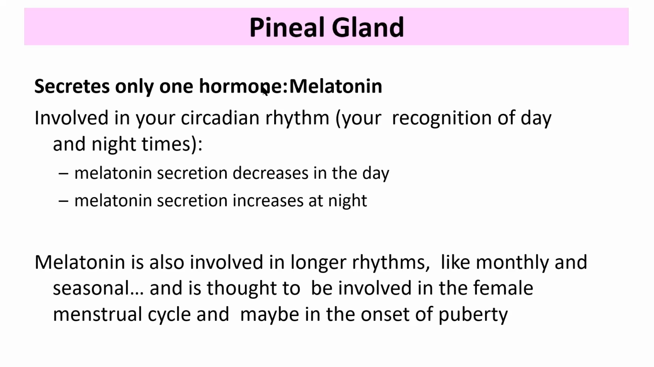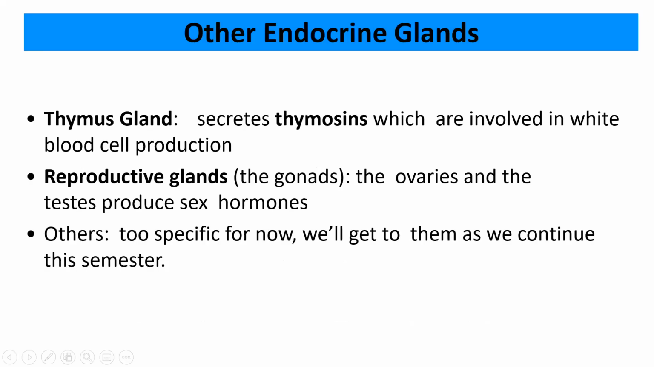Okay, next we'll go to other endocrine glands such as the thymus, which secretes thymosin for WBC production, and there are reproductive glands, which also result in production of sex hormones. And it's a subject by itself. As you can see, we're just touching, literally, the top of the iceberg.